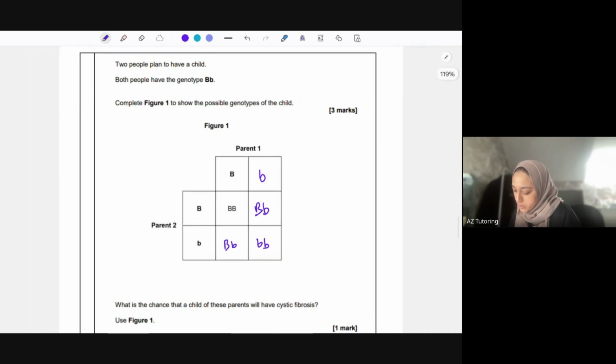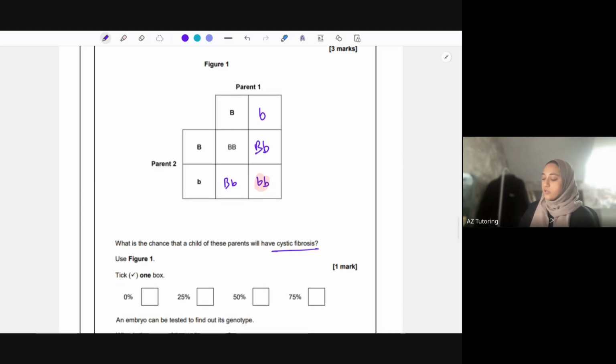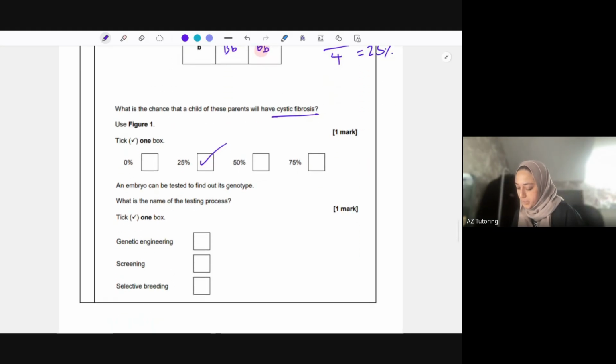Now, what is the chance this child will have cystic fibrosis? Now, it's a recessive disorder, so you have to have both of them lowercase, which is just this one here. So that's 1 out of 4 chances. So there's 4 options. So 1 out of 4 as a percentage is 25%. You just tick that.